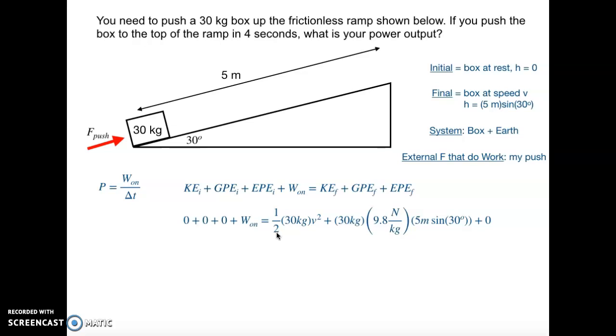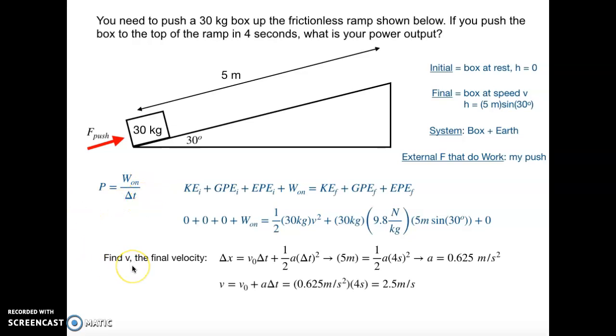The final kinetic energy will be 1/2 mass times speed squared. I don't yet know the speed when the box reaches the top of the ramp. The final gravitational potential energy will be mgh with the height of the ramp. And the final elastic potential energy is 0 because there are no springs anywhere. So all that is left now is to find a value for the speed when the box gets to the top of the ramp. If I know that, I can find a value for work and plug that value for work in to find power.